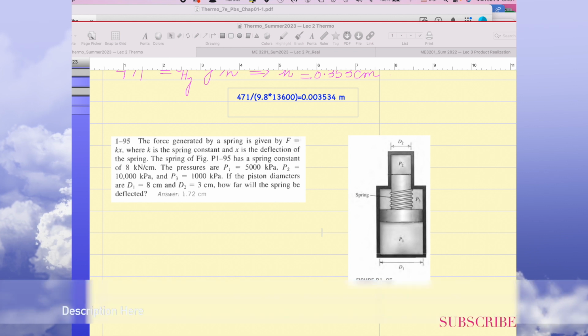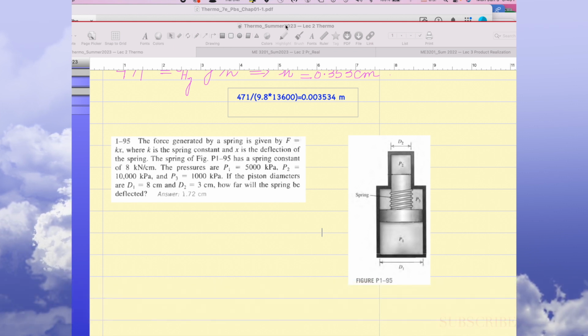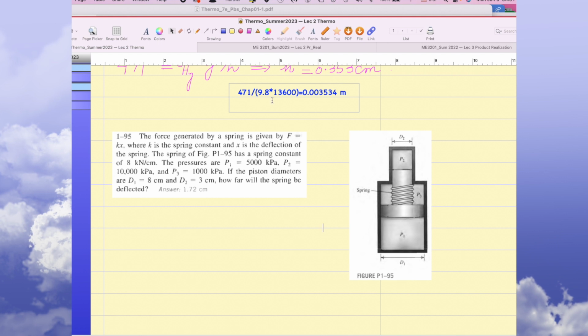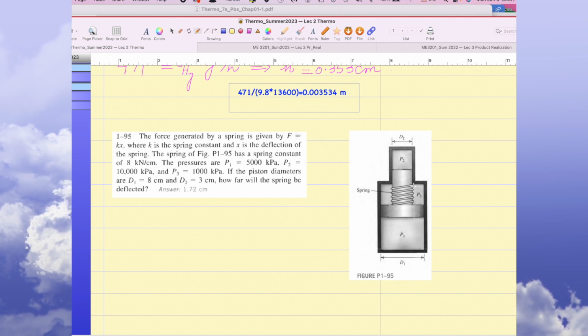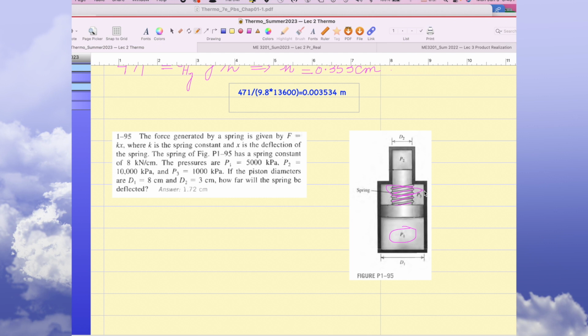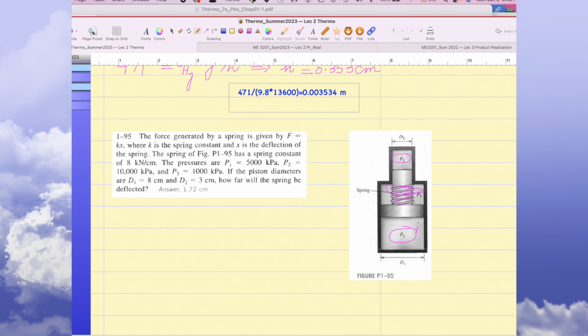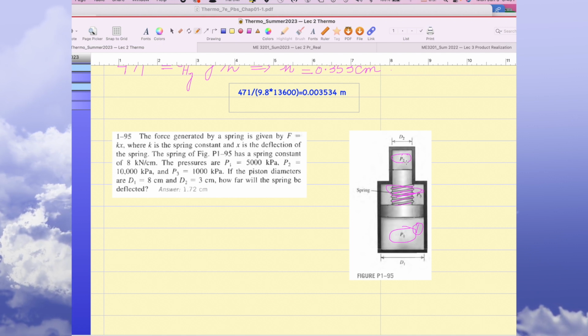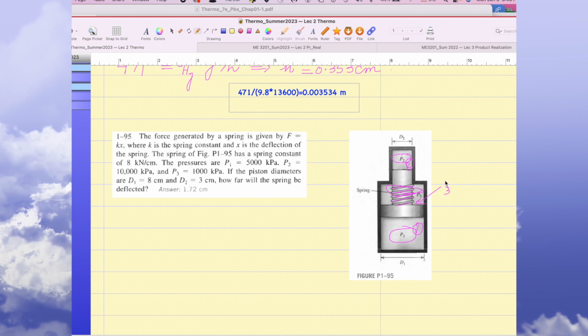Let's solve this question. The force generated by this spring. So you see, this is a spring, and there is some kind of fluid here, fluid around this container, and fluid around. So there are three types of pressure: number one in this pocket, number two in this pocket, and number three in this pocket.